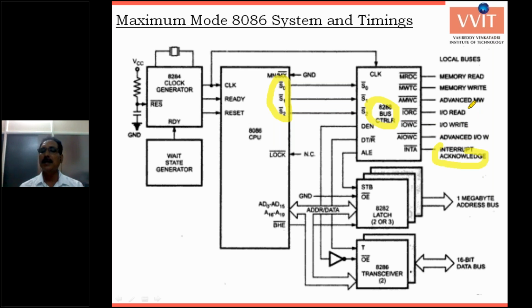001 is generated as IO read. 010 is IO write. 100 is halt. 101 is memory read. 110 is memory write. These are the corresponding signals generated by the 8288. This is simple decoding of your input S0, S1, S2 status.